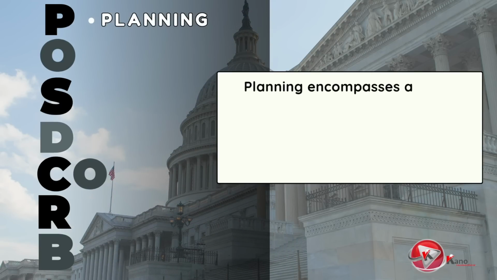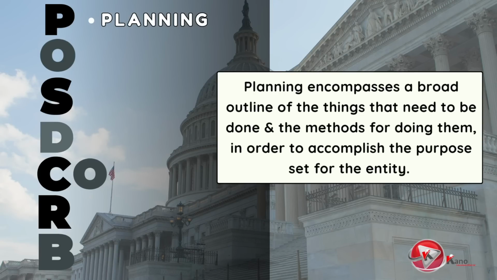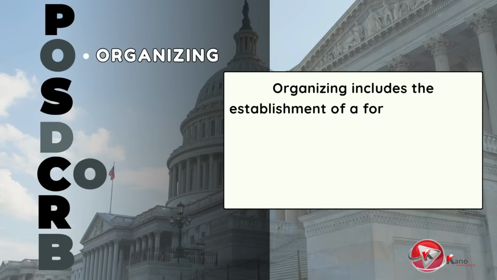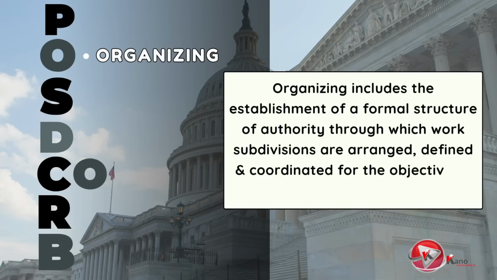Planning encompasses a broad outline of the things that need to be done and the methods for doing them in order to accomplish the purpose set for the entity. Organizing includes the establishment of a formal structure of authority through which work subdivisions are arranged, defined, and coordinated for the objective of the organization.